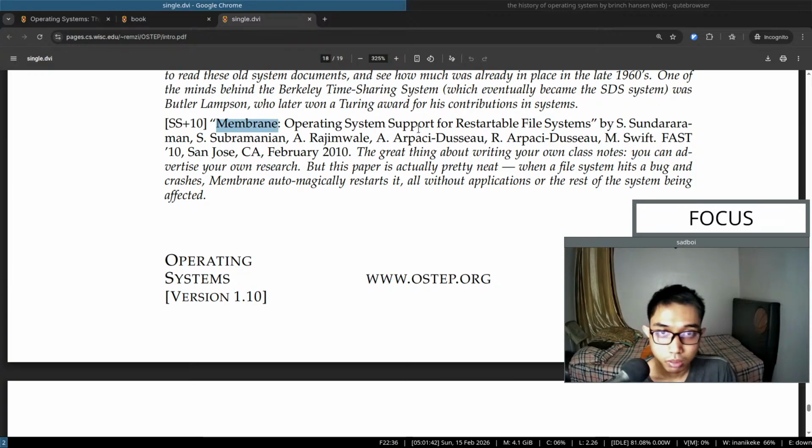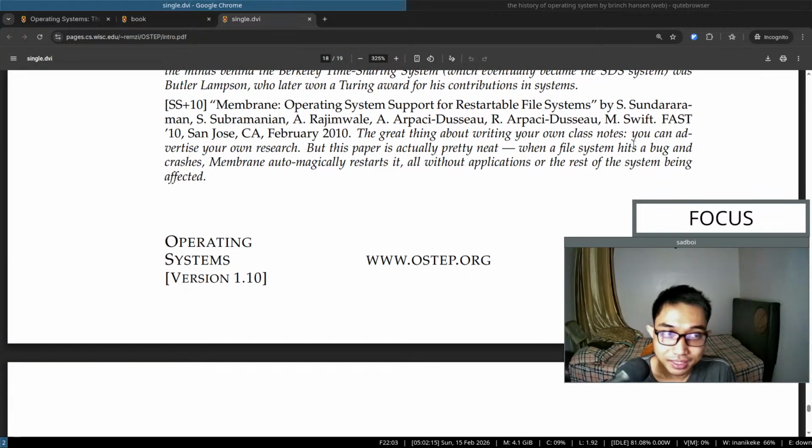Membrane: operating system support for restartable file systems. Interesting. Restartable file systems. The great thing about writing your own class notes, you can advertise your own research. But this paper is actually pretty neat. When a file system hits a bug and crashes, Membrane automatically restarts it, all without the application or the rest of the system being affected. Oh, interesting.